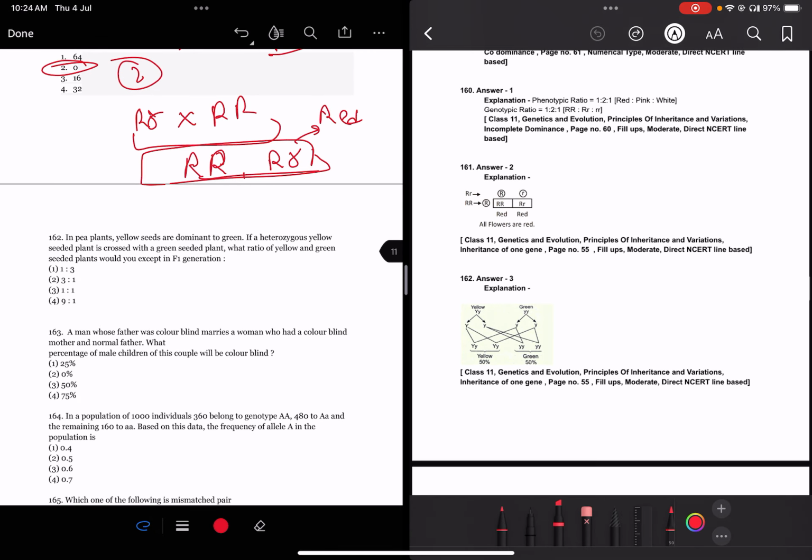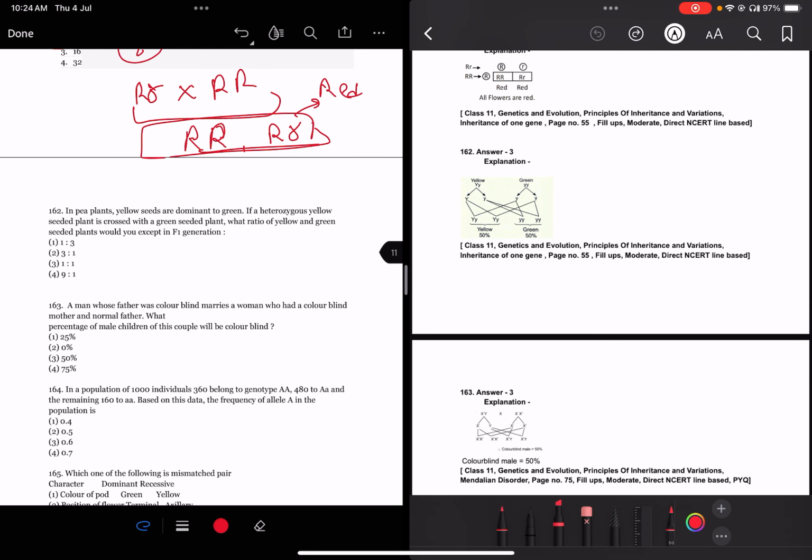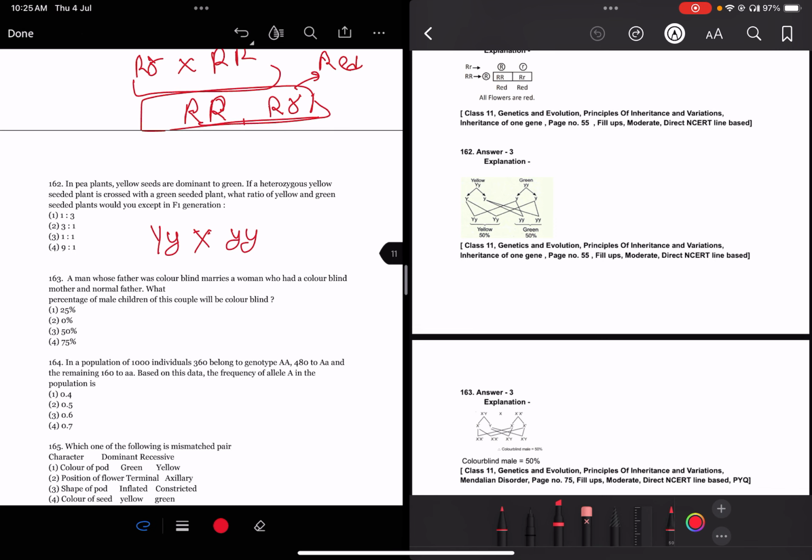Move on to question 162. In a pea plant, yellow seeds are dominant to green. We know yellow is the dominant feature over green. Suppose a heterozygous yellow seed plant is crossed with a green seed plant. Green means only this one is possible. What ratio of yellow and green seed plants would be expected in the F1 generation? We are talking about the F1 generation.